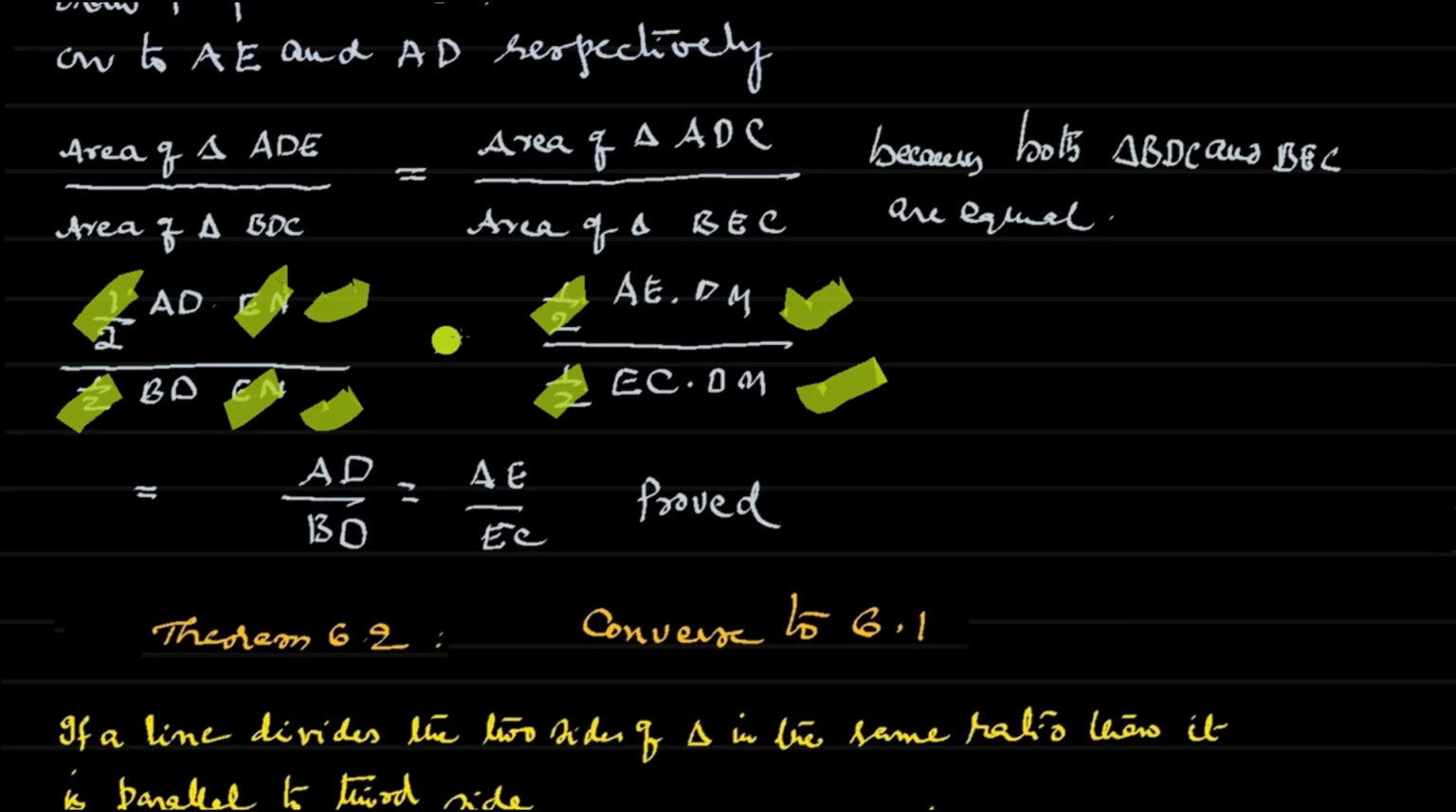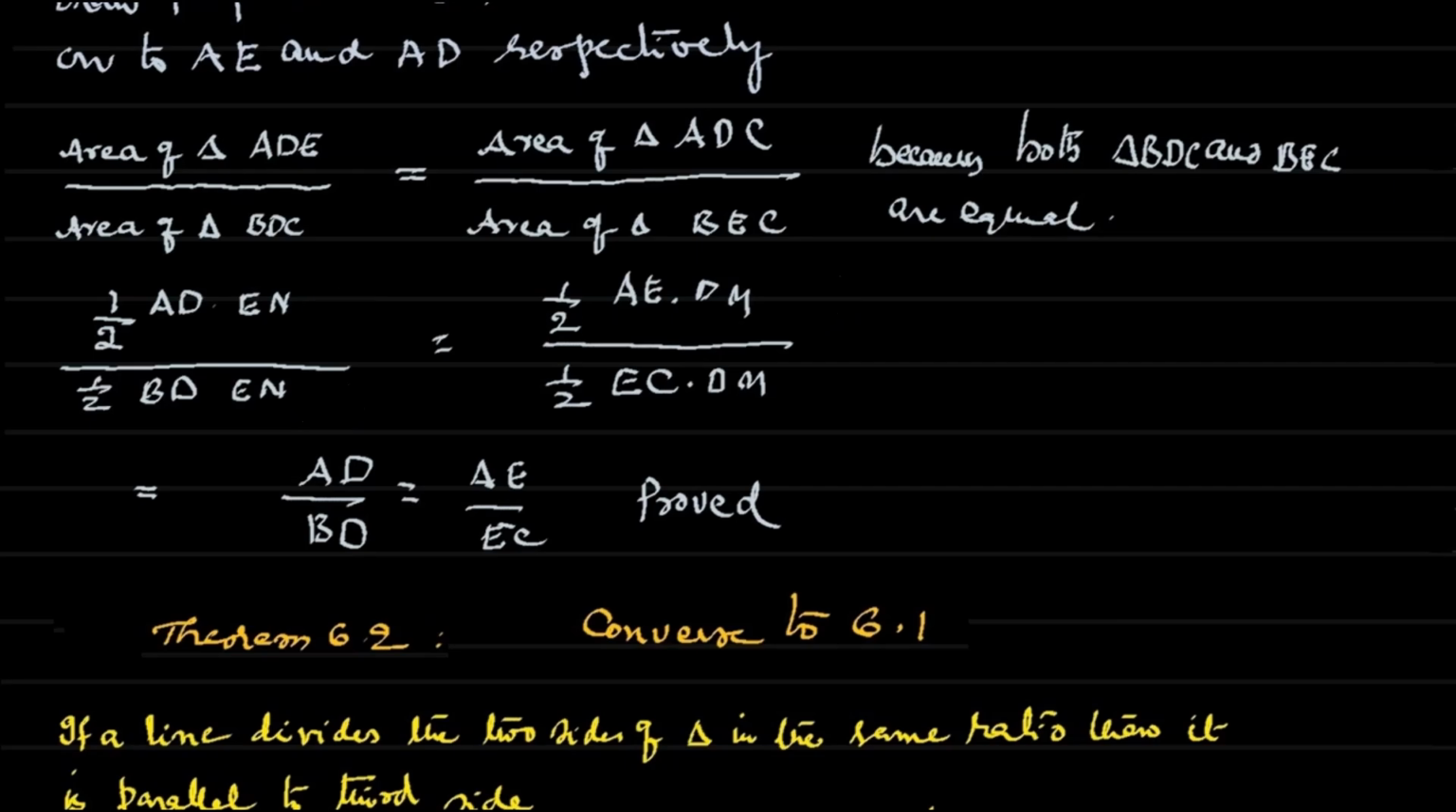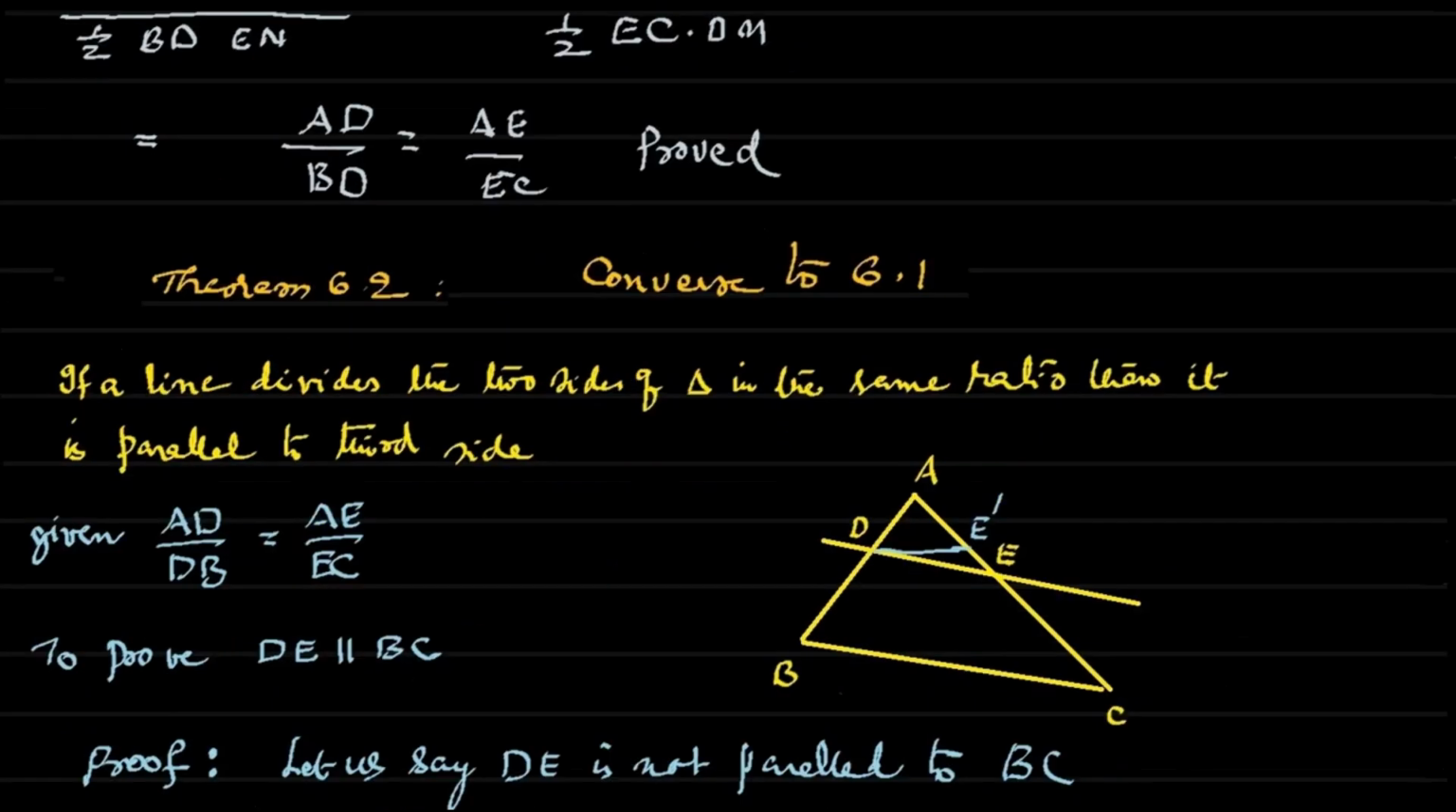EN cancels EN. DM cancels out EN. What is left is AD by BD equal to AE by EC. Proved. That is how you should prove that theorem. That's a very important theorem that will come.